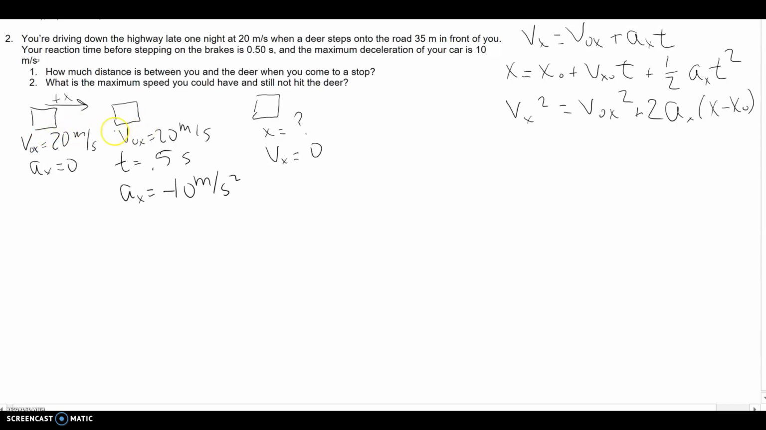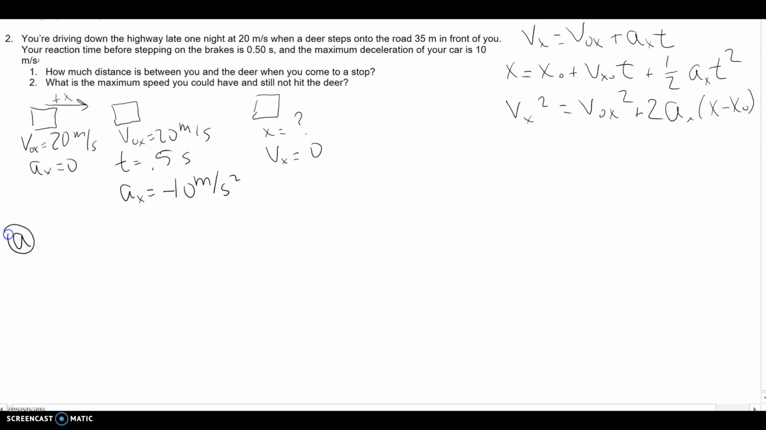So let's find out how far we travel from when we first notice the deer to when we start hitting the brakes. Since we want to find position, that leaves us with the last 2 kinematic equations: either the one that involves time, the position equation, or the no time equation. Since we know it takes 0.5 seconds for us to start hitting the brakes, we can just use the position equation.